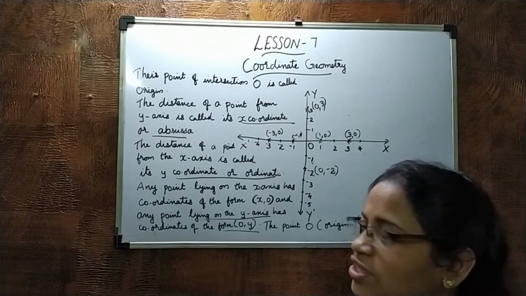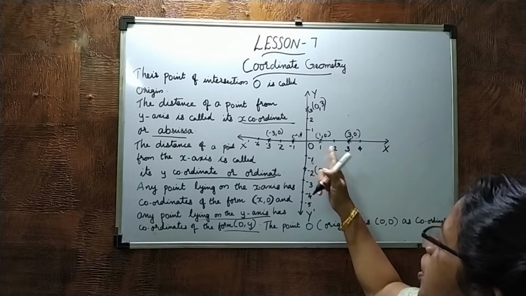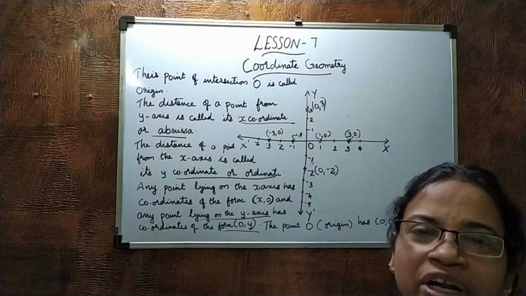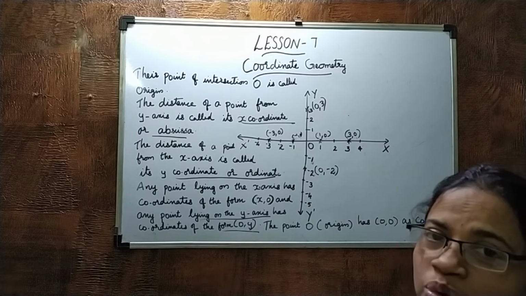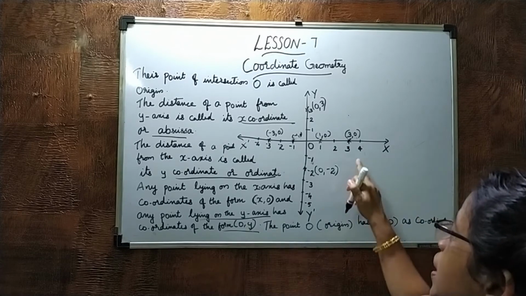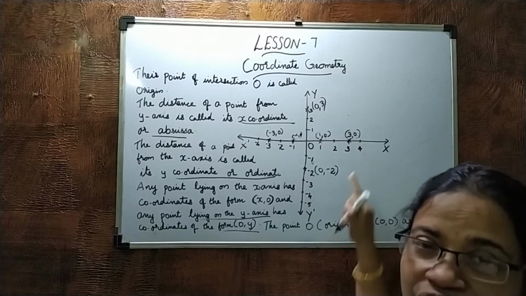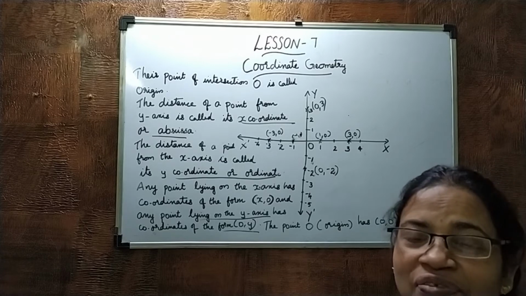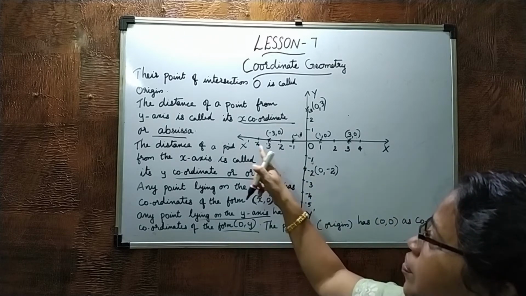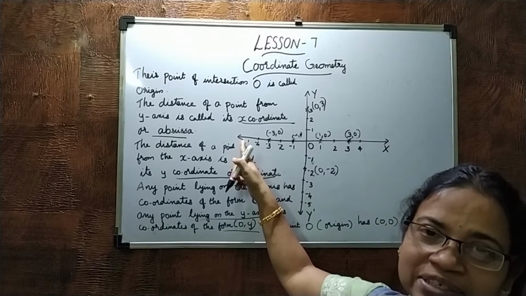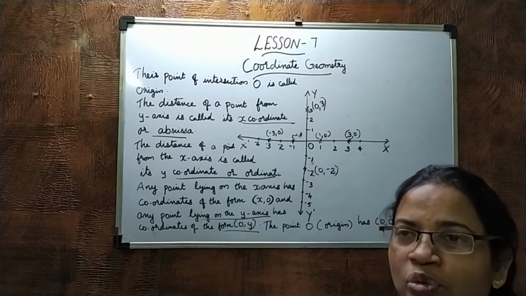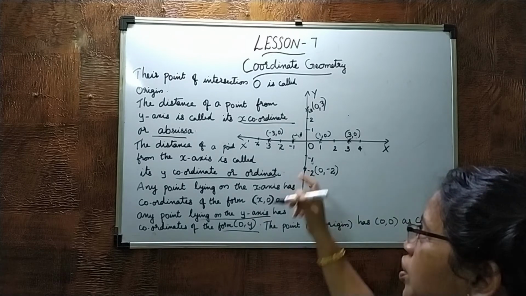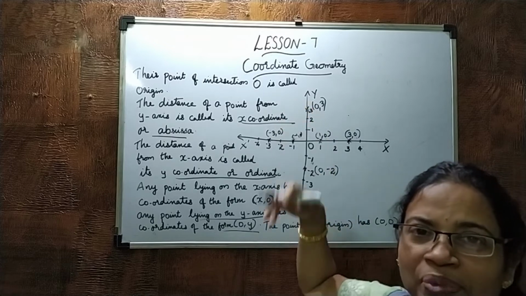Okay, let me ask one question. If the coordinate is 4, 0, which axis does it lie on? 4, 0. It will be on the x-axis. If it is negative 9, 0, which axis will it lie on? It will be on the x-axis. Then one more question, 0, 4. Where will it be? It will be on the y-axis. So you have to remember it and do.